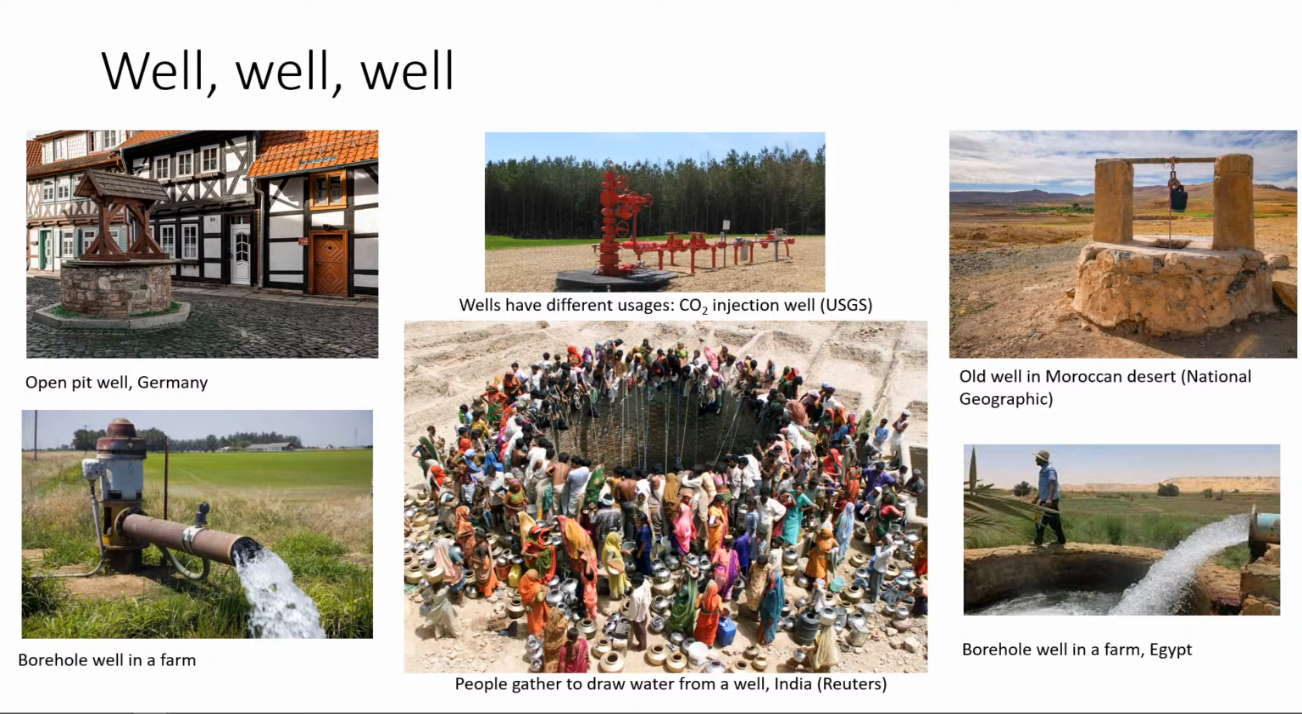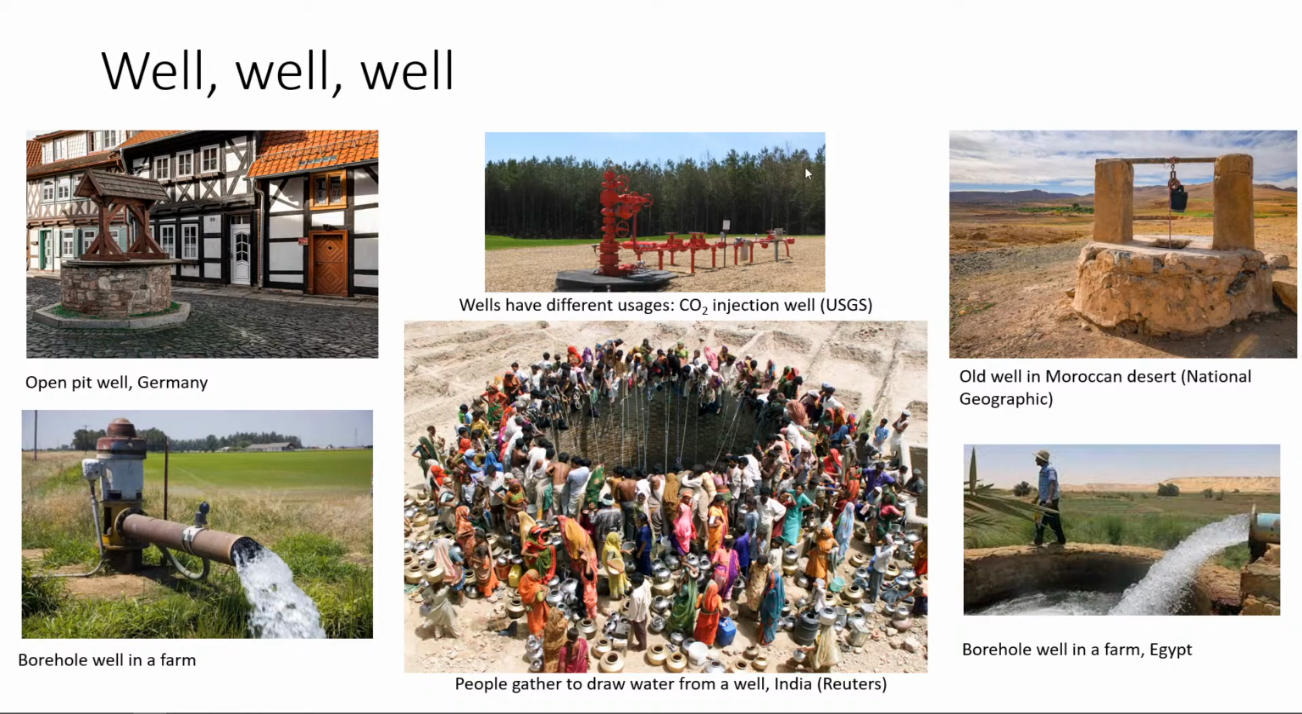The most obvious usage is water wells. This is a water well, this is a water well, this is a water well. That's the most obvious use. You extract the groundwater for domestic, municipal, industrial, or irrigation needs. Here, for example, you see this is for agriculture needs. Here you see this is for domestic needs, for example, and so on.